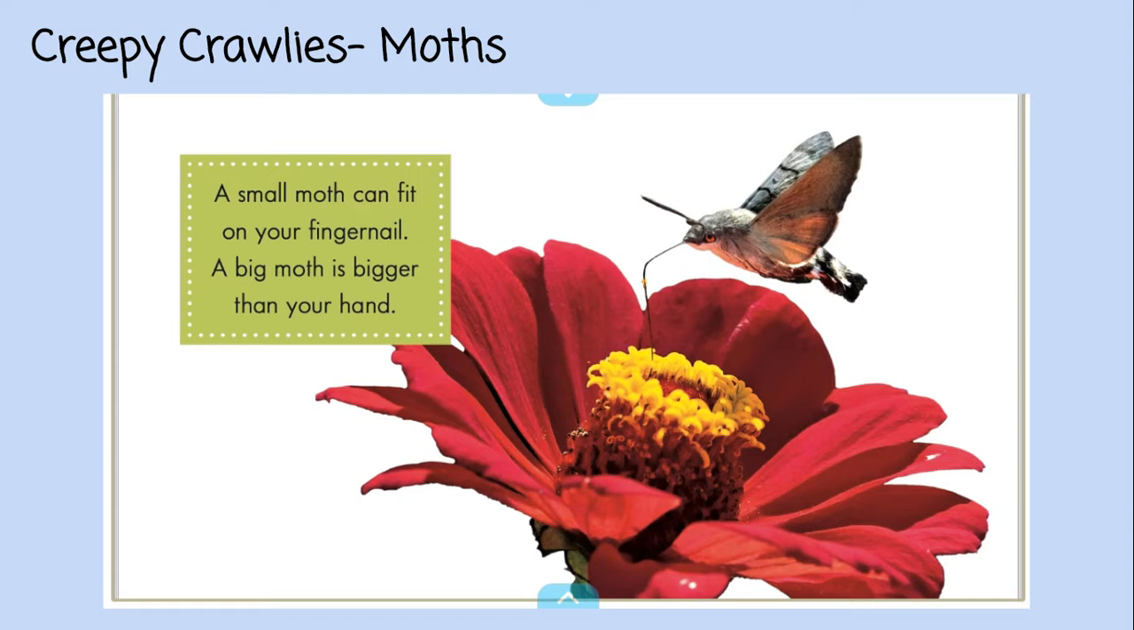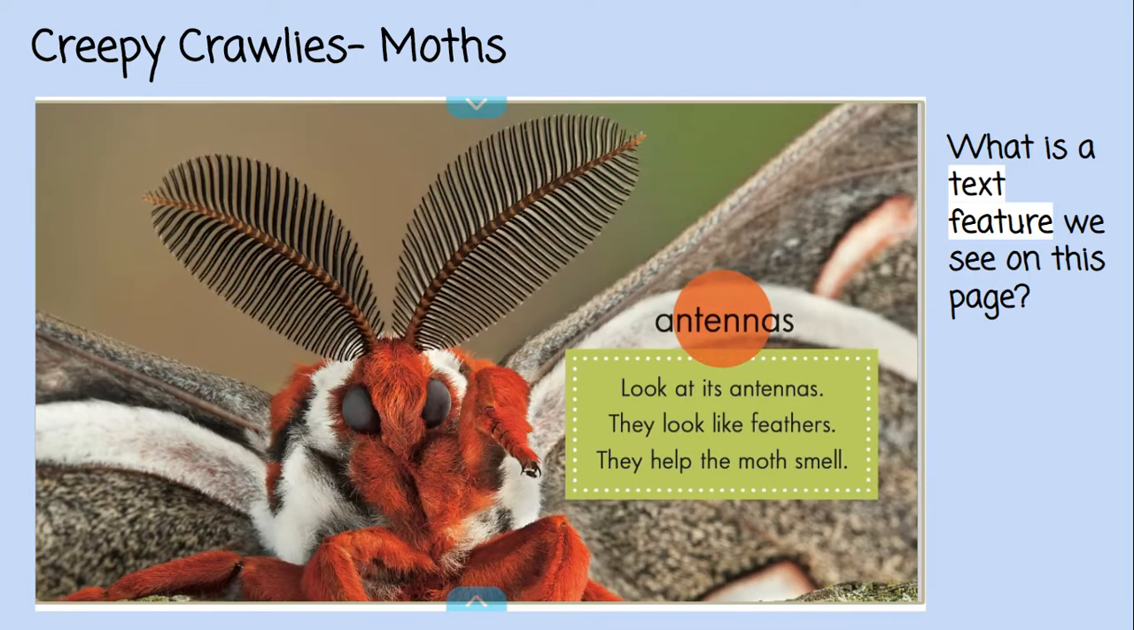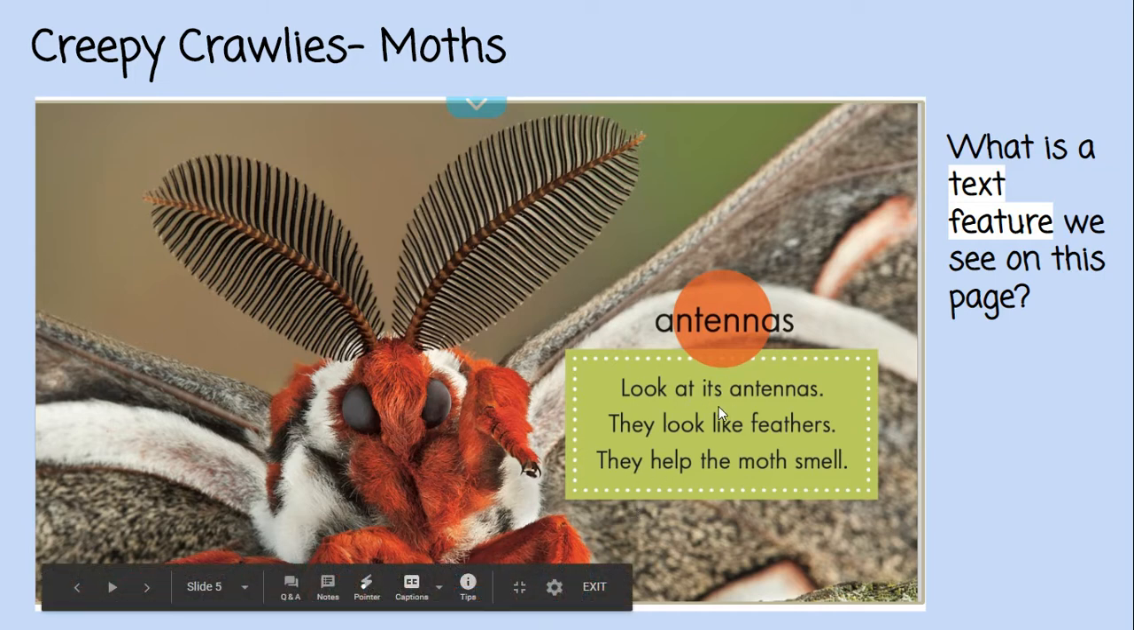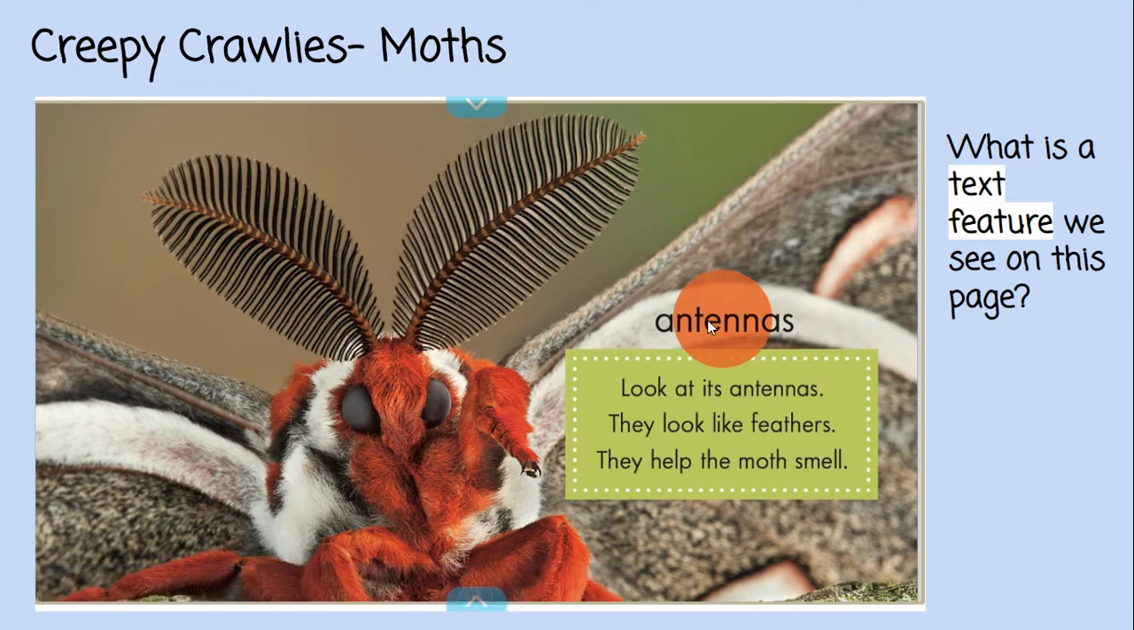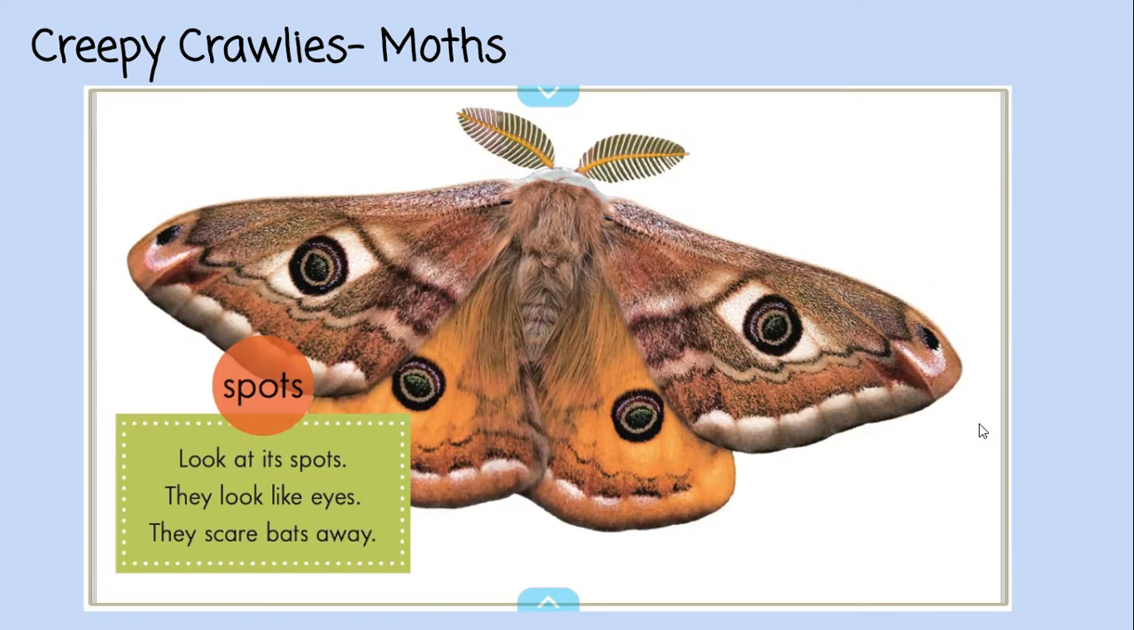And remember, I read this book yesterday. So we know that a moth can fit on your fingernail, and a big moth is bigger than your hand. I wouldn't want to see those types of moths that are bigger than my hand. That kind of scares me. And I know that moths have antennas. This is going to help me because this is a text feature, a text box, and it's giving me information about the antenna. So that's something that I could do also in my scientific drawing.